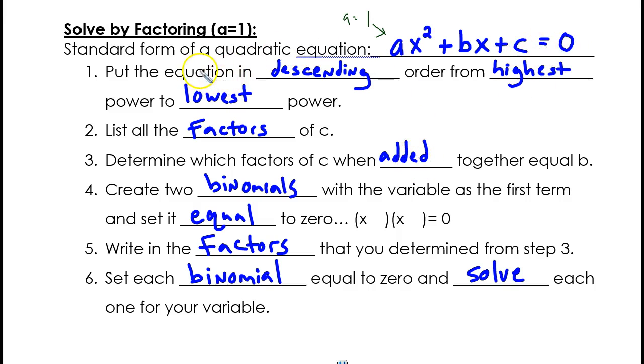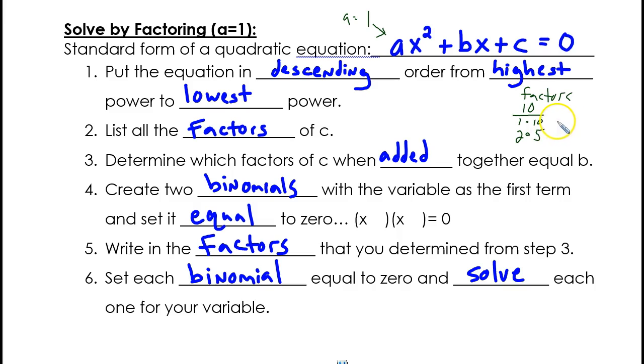After we put these in descending order, from the highest power of 2 to the lowest power of not having an x, we're going to list the factors of c. So remember, factors are basically the things that multiply to give you a number. So if I said, what are the factors of 10? Well, the factors of 10 are just 1 times 10 and 2 times 5.